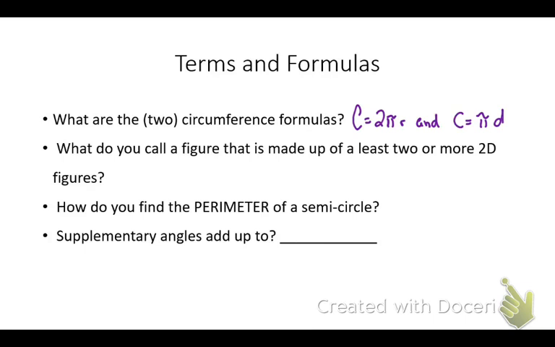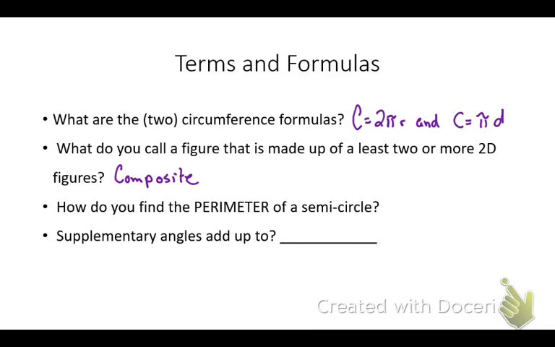What do you call a figure that is made up of at least two or more two-dimensional figures, which just means it's flat? We did a whole lesson on it. Starts with a C. It's a composite figure. So we know that composite figures have more than one shape. It could be a triangle and a rectangle. It could be two rectangles. We'll look at one of those in just a minute.